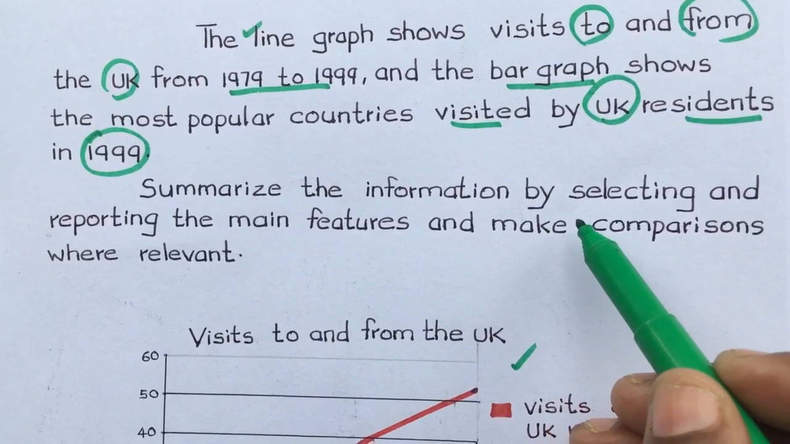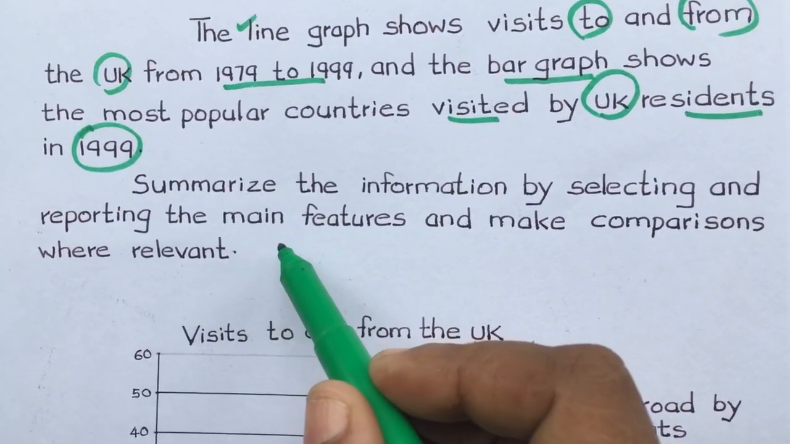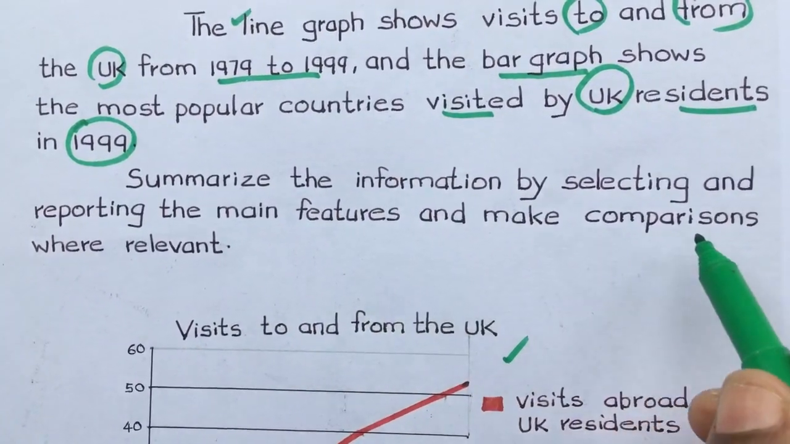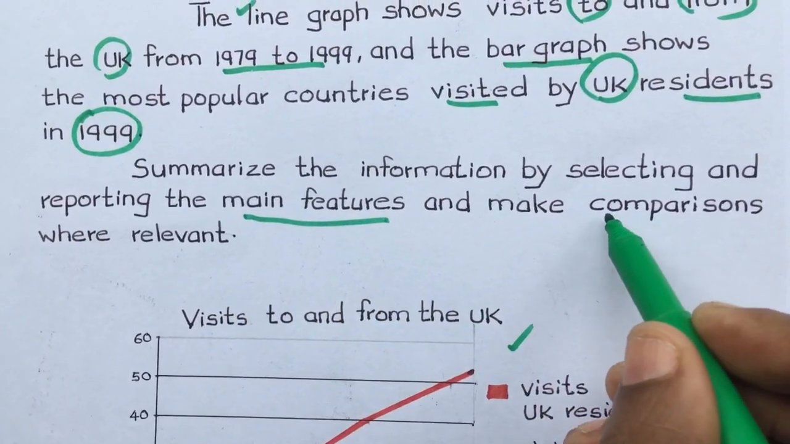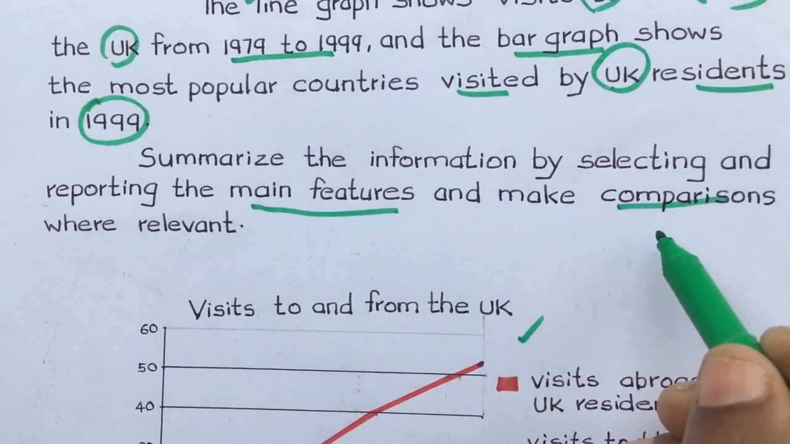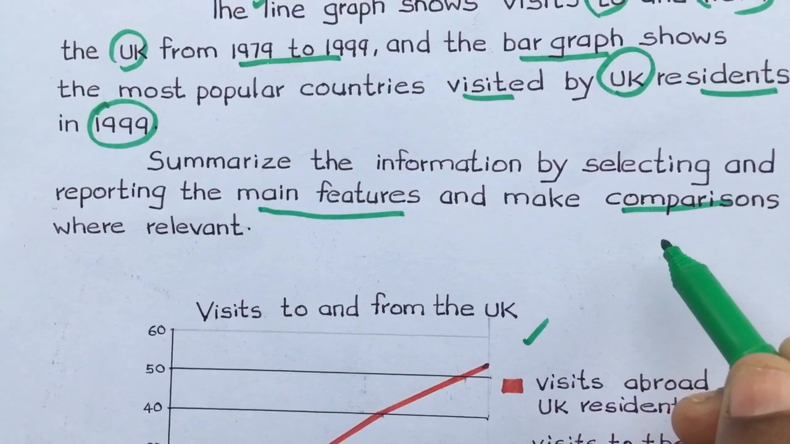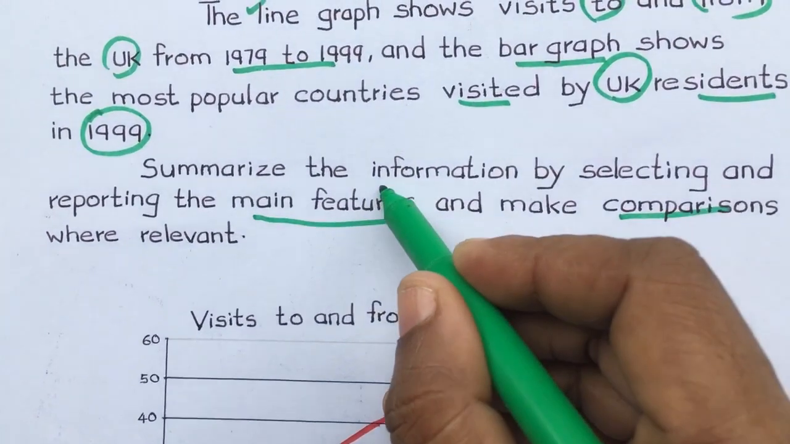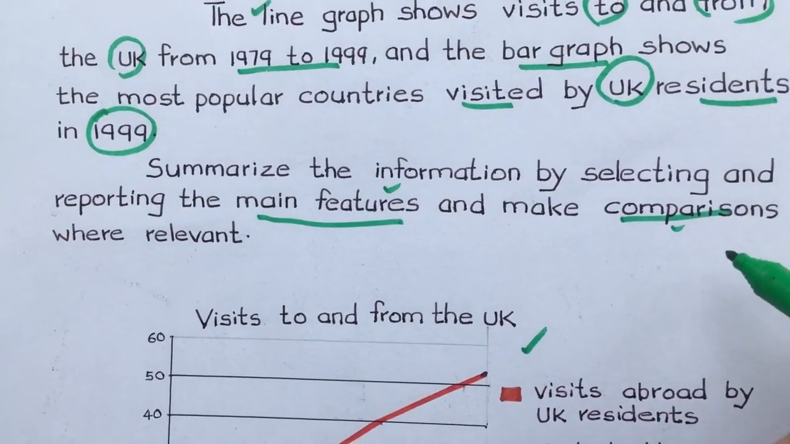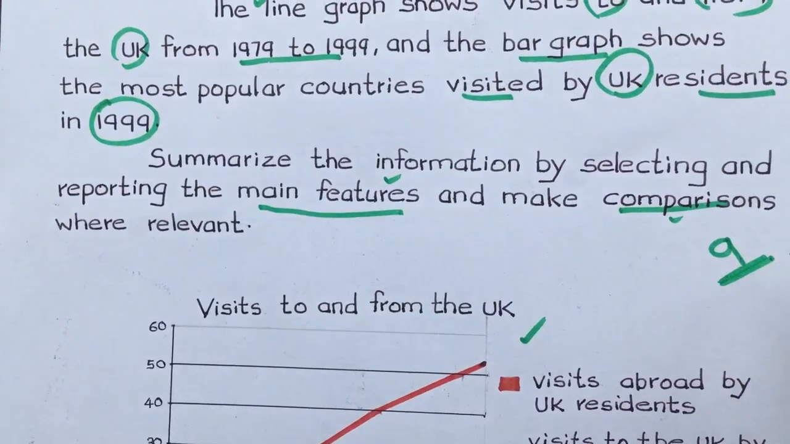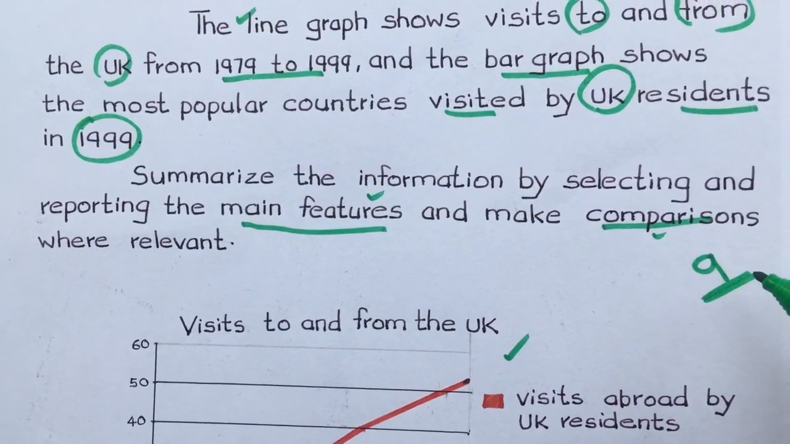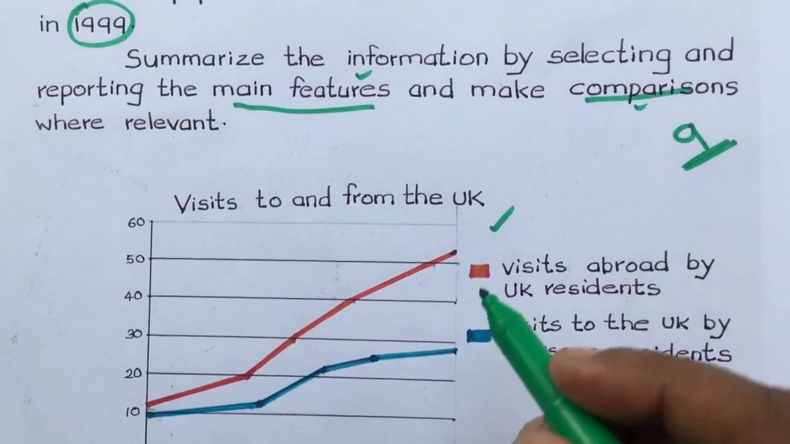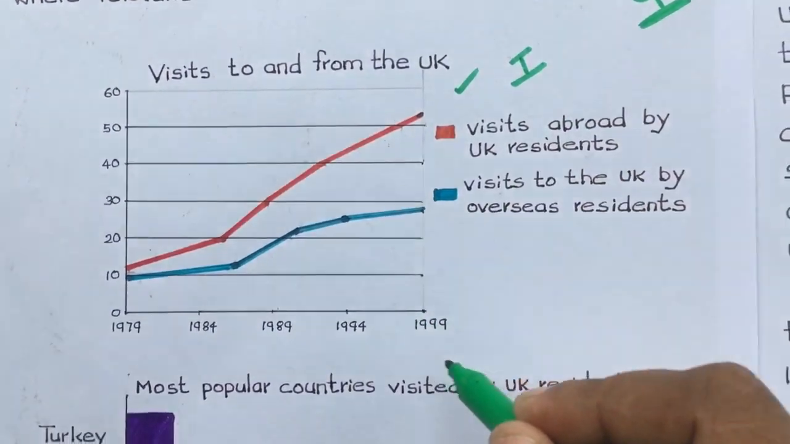Summarize the information by selecting and reporting the main features and make comparisons where relevant. I always focus on features and comparison. That's my favorite part. If you add these main features and comparisons, you will get your band 9. Always think about it in your mind and then apply it in your writing. Okay, so let's move to the first diagram first.